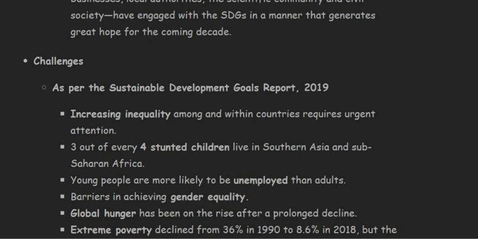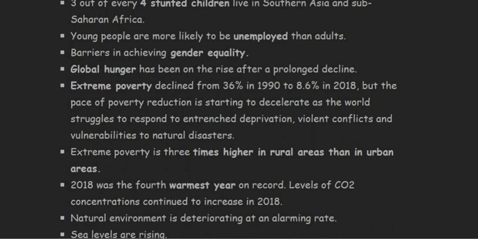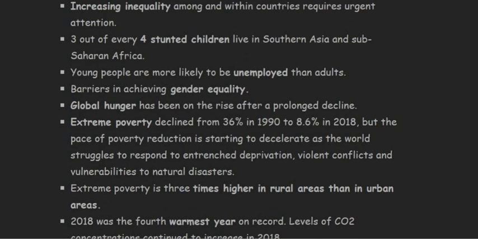Challenges. As per the Sustainable Development Goals Report, 2019, increasing inequality among and within countries requires urgent attention. 3 out of every 4 stunted children live in Southern Asia and Sub-Saharan Africa. Young people are more likely to be unemployed than adults. Barriers in achieving gender equality. Global hunger has been on the rise after a prolonged decline.